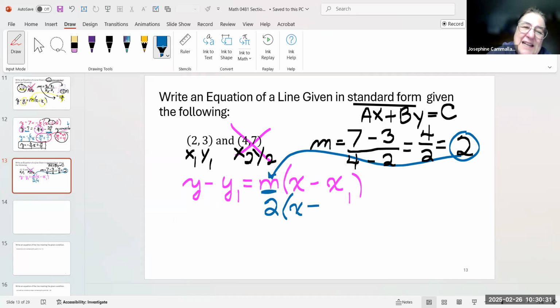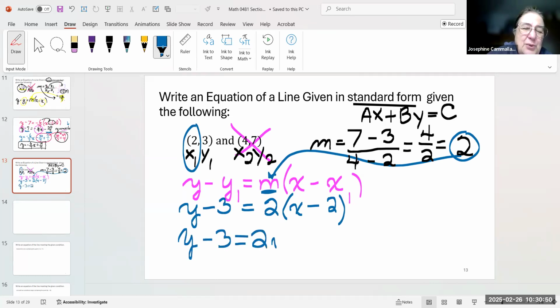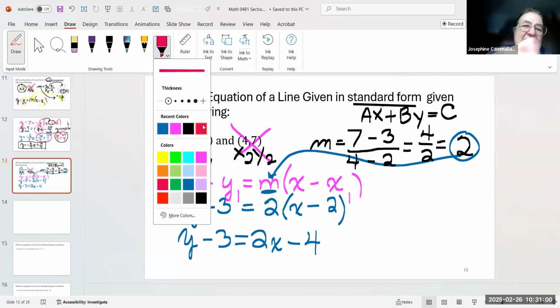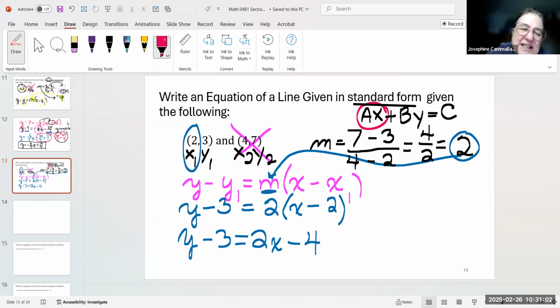X minus 2. This is my x1. And this is y minus 3. Okay, let's distribute. Y minus 3 is equal to 2x minus 4. Okay. The 2x has got to go to this side.